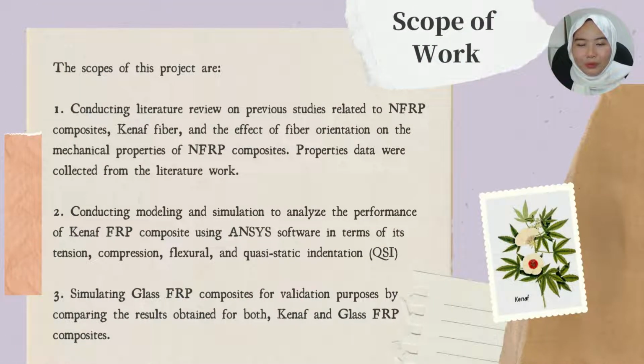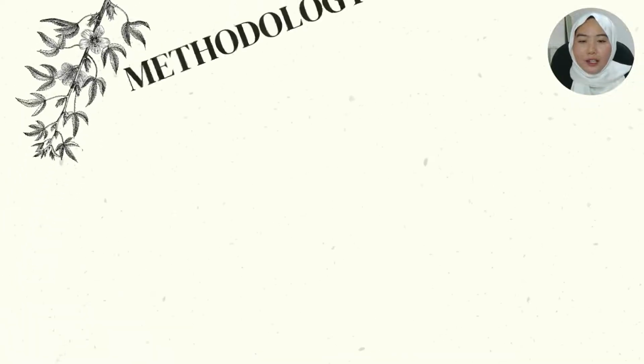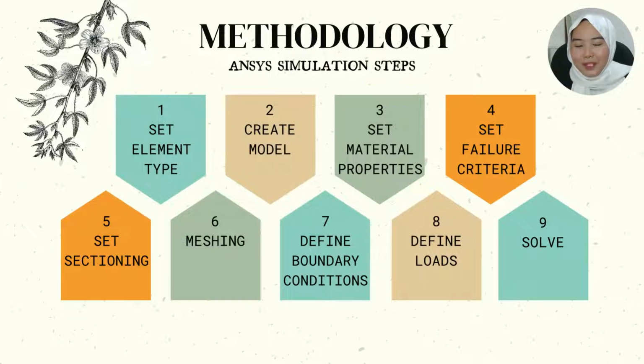Next is the scope of work for my project. The first scope of work is conducting a literature review on previous studies related to NFRP composite, Kenaf fiber, and the effect of fiber orientation on the mechanical properties of the composite. The next scope is conducting modeling and simulation to analyze the performance of Kenaf FRP composite using ANSYS software. And the last scope is simulating glass FRP composite for validation purposes by comparing results obtained for both Kenaf and glass FRP composite. Now let us look at the ANSYS simulation steps in methodology.